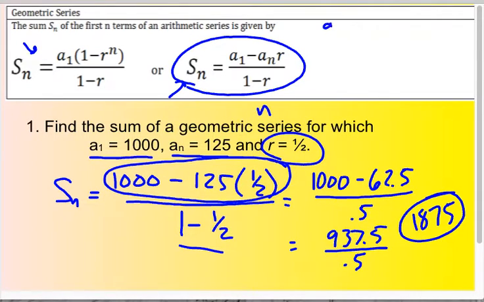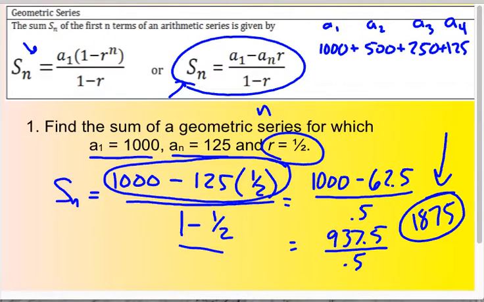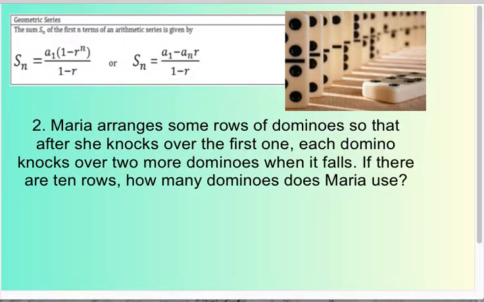Your first term, your a sub 1, is 1,000. You multiply that by half. You get 500. Half of that is 250, and half of that is 125. So a sub 1, a sub 2, a sub 3, a sub 4. There's only 4 terms, and if you add these 4 terms up, well, you're going to get your 1,875. So I'm just showing you how to use the formulas. You can do it out by hand over here, whichever way works best for you.